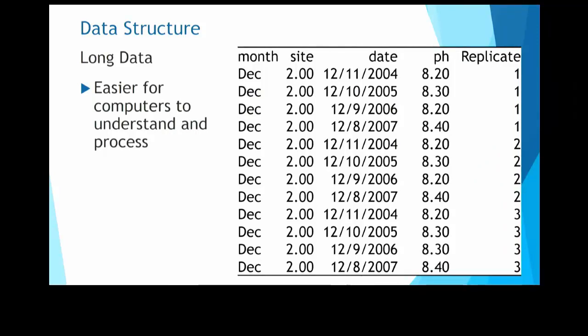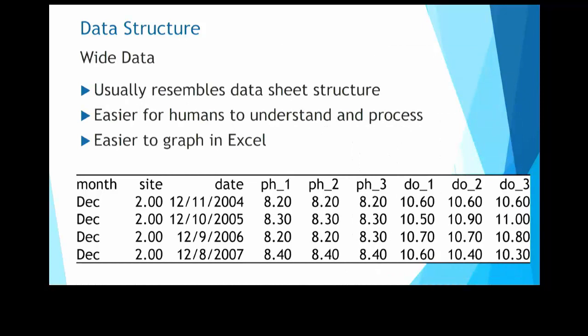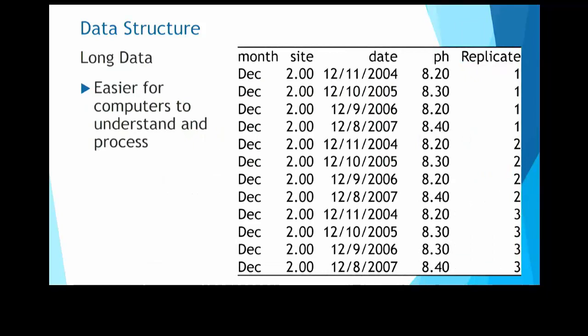And so this means that you'll notice in the table up here, you have 3 records of pH: pH 1, pH 2, pH 3. In a long data structure, you might just have one column for pH and another column for replicate, and then you create a longer version of your data table.